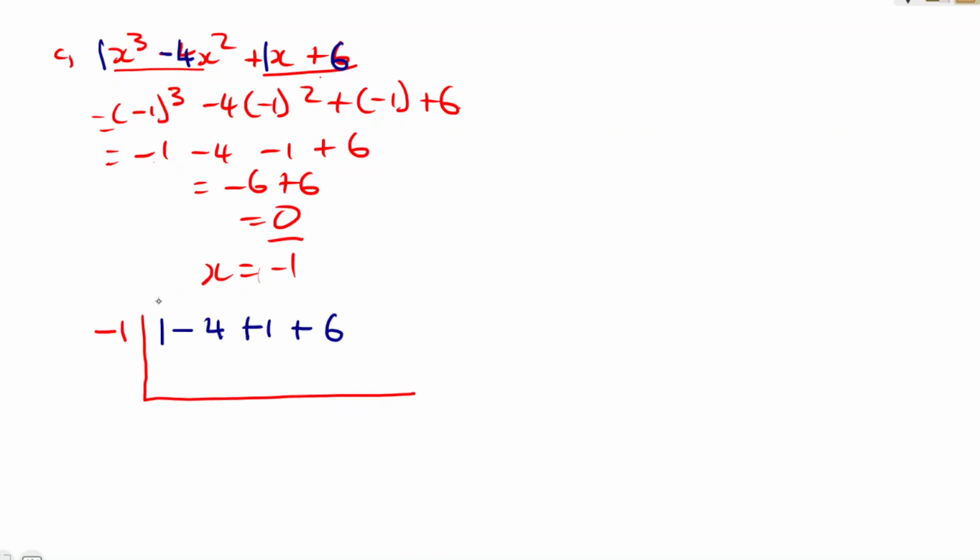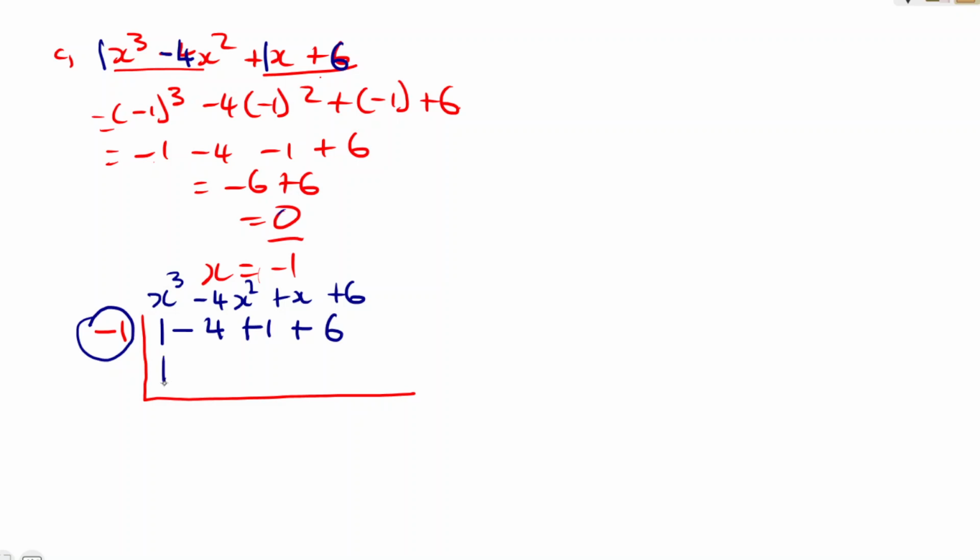Remember, the first one was x to the power of 3. The second one was negative 4x squared. The third one was plus x. The last one was plus 6. I just take the coefficients: 1, minus 4, plus 1, plus 6. So I'm going to multiply now by my negative 1. Remember, negative 1 is the one that gave me the 0, so x equals negative 1 was a factor of this.